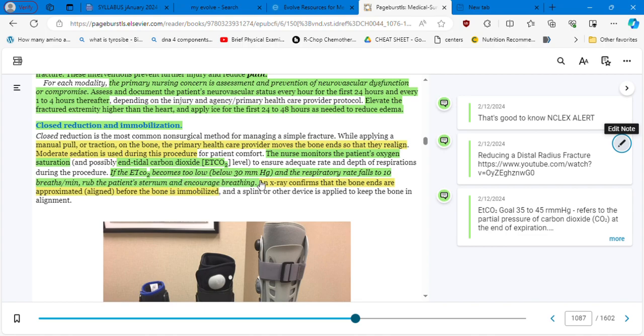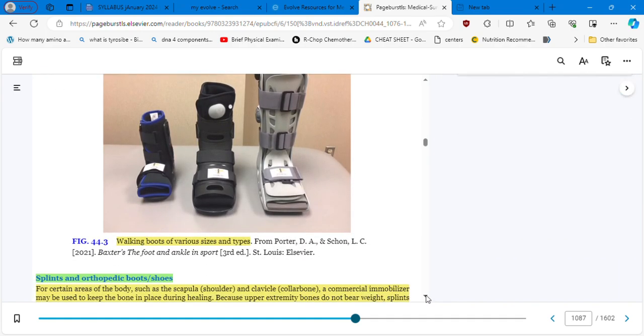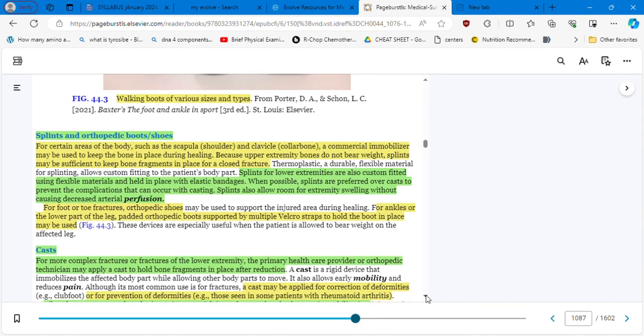So you can help the patient to recover close to normal status, right? Normal ranges. An X-ray confirms that the bone ends are approximately aligned before the bone is immobilized. Okay, that's good. Here we have some walking boots of various sizes and types. Splints and orthopedic boot shoes for certain areas of the body, such as the scapula, the shoulder and clavicle, collarbone.